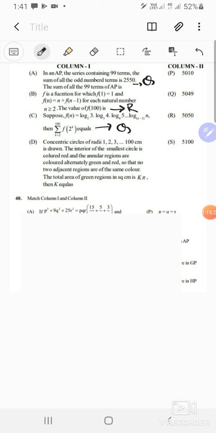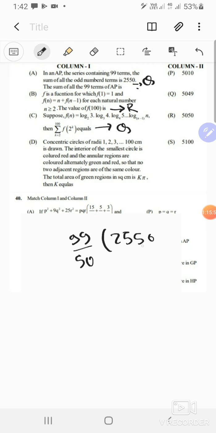Did I do something wrong with this question? So the set contains 99 terms. The sum of all the odd number terms is 2550. How many odd number terms are there? There are 99 terms, right? So obviously there are 50 of them. So 50 by 2 into a1 plus a99 is to be 2550. Fine. So 99 upon 50 of 2550. That shouldn't be too hard.